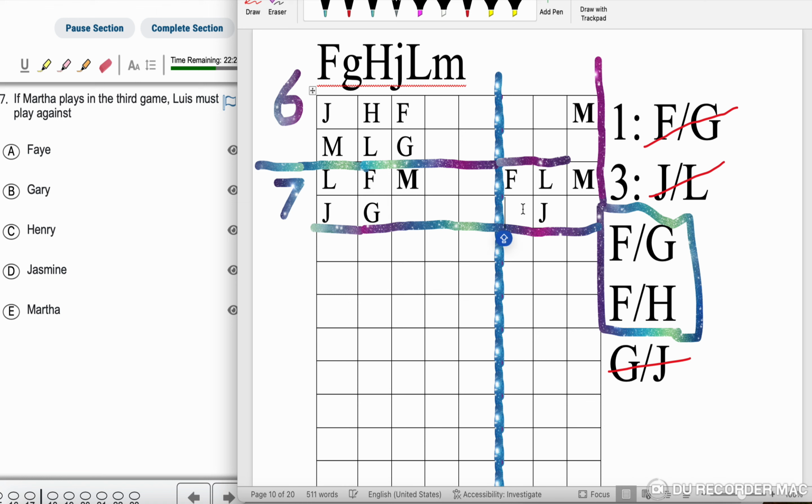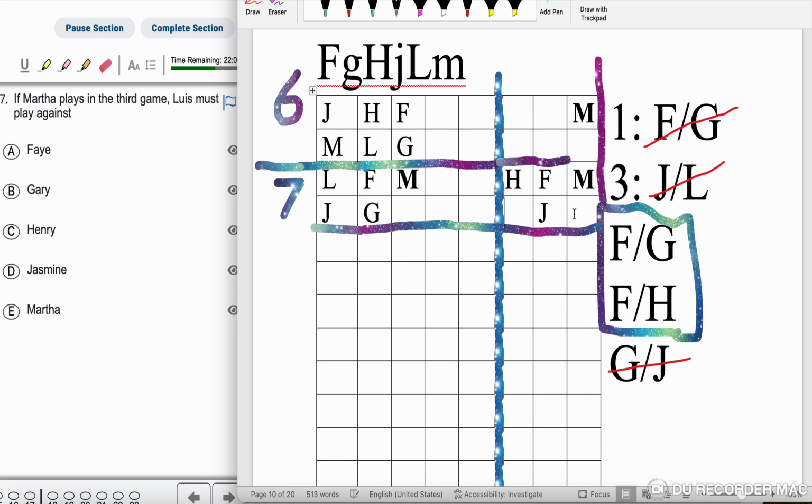H here. Keep in mind that F and G cannot be in game 1, and F and H cannot be in game 2. So with that being said, we're going to have to put F around here. So far I have H, I'm going to put over here. It's going to be a little bit different.